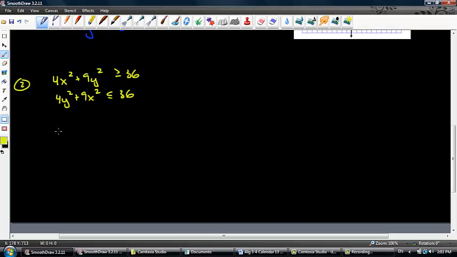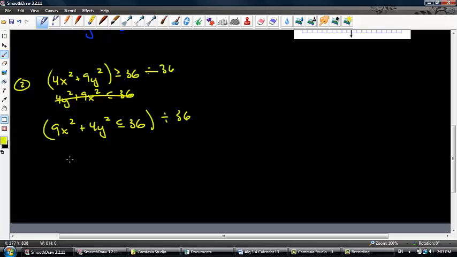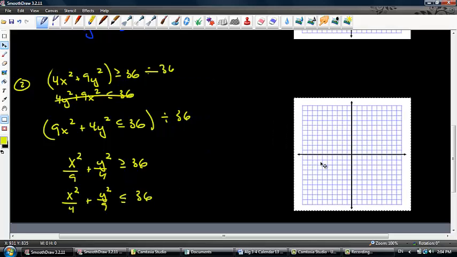Okay, don't let the bottom threaten you. That is really 9x squared plus 4y squared is less than or equal to 36. We are dealing with two ellipses, so let's go ahead and convert. I'm going to go and divide everything by 36. All right, I'm going to divide everything by 36 again. So my real equations are going to be x squared over 9 plus y squared over 4 is greater than or equal to 36. And on the bottom, I'm going to get x squared over 4 plus y squared over 9 is less than or equal to 36. So let's go ahead and graph these two and see what happens.